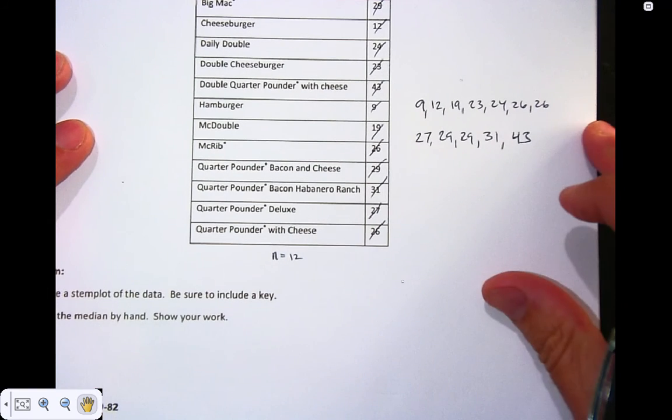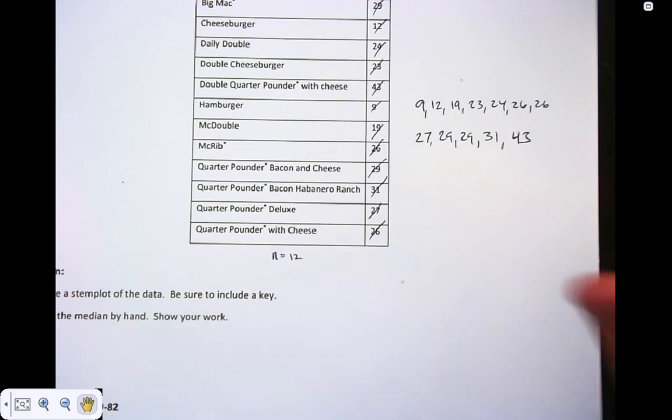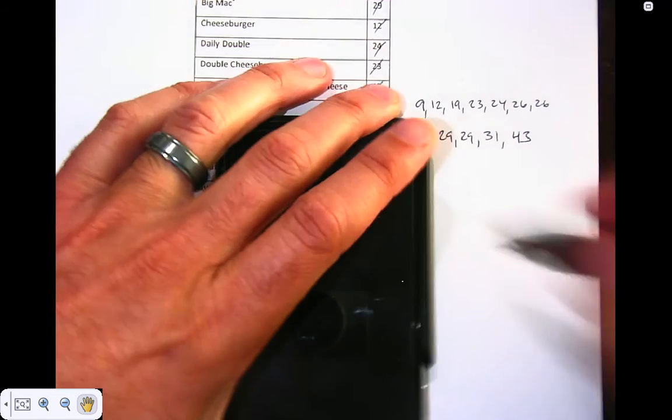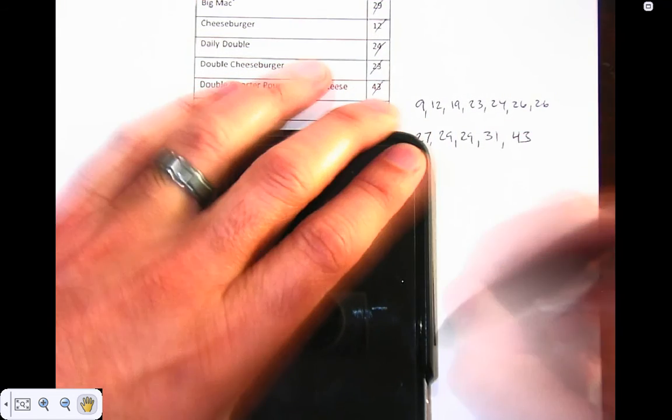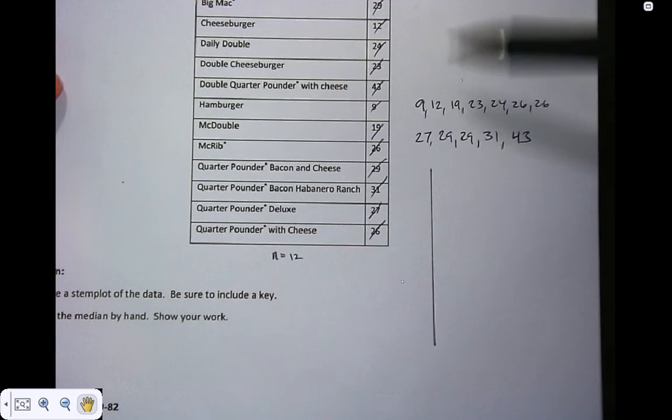Okay, so ordering them from small to big is definitely helpful. And again, if we're going to do our stem and leaf plot here, okay, we would want to pick a stem.